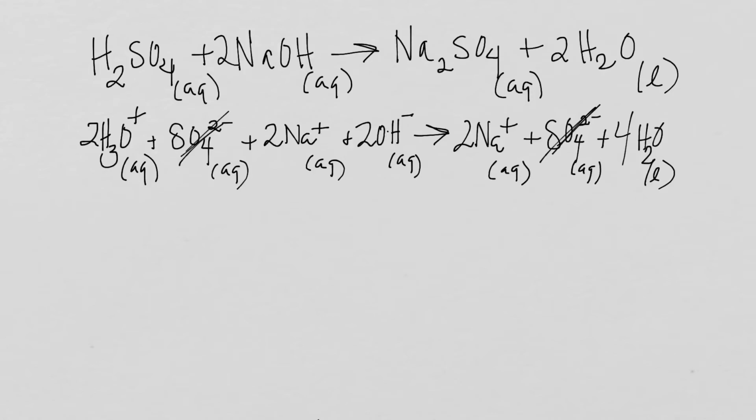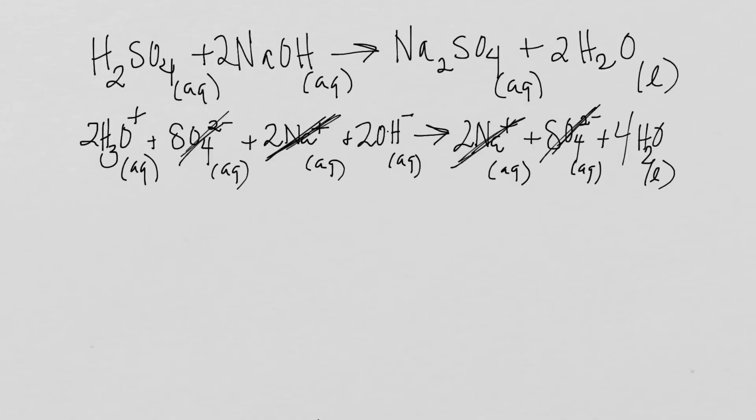The other thing that didn't change is I have 2 sodium ions that are aqueous on this side of the equation and this side. By the way, these have to be the same. If I took solid sodium and I turned them into aqueous sodium ions, that's a chemical reaction. But they were 2 sodium ions floating around in solution on this side, and there are 2 sodium ions floating around on that side. So now I have my net ionic equation.